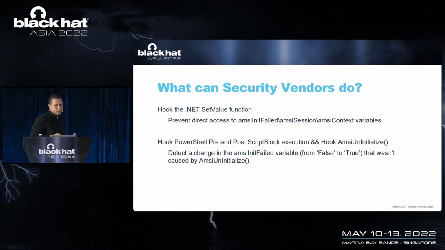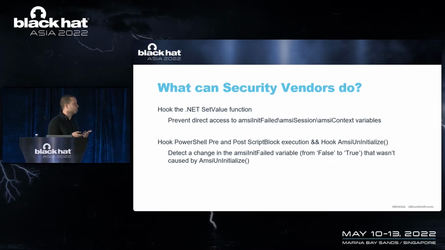So what can security vendors do? The first option is to hook .NET set value function and prevent any direct access to AMSI init failed, AMSI session, or AMSI context. Another option is to hook the pre and post 3-blocked execution functions. There is a possibility to do so, and detect any change in the AMSI init failed variable from false to true that wasn't caused by AMSI uninitialize, which means that something fishy has happened.